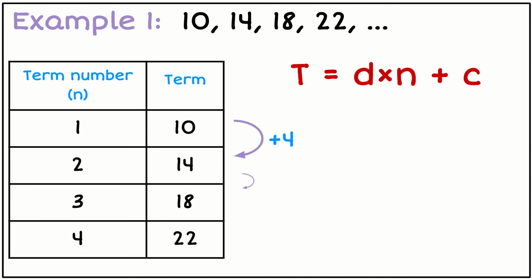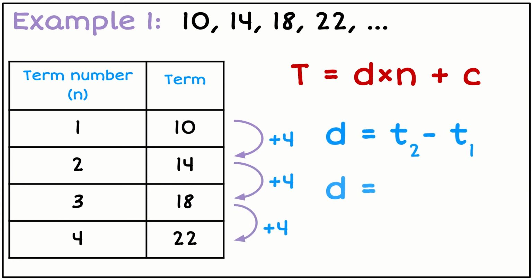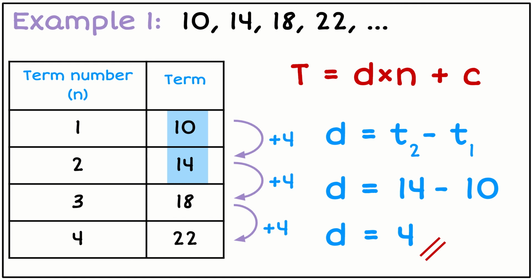If we think about what's the difference between each of the values, well, we're adding on 4 each time. So my difference, if I do the second term minus the first term, 14 minus 10, gives me a difference of 4. So in our equation, t equals d times n plus c, we can replace the d with that value we've just found, the difference of 4. So we've got a partial working now, where we've found what that difference d is. Now we need to finish the equation and find the value of c.